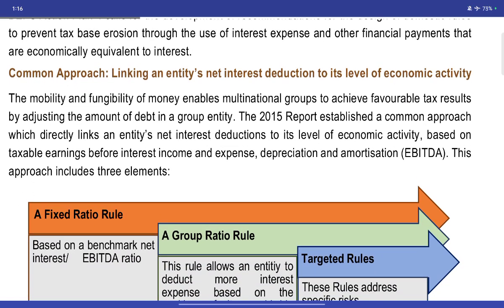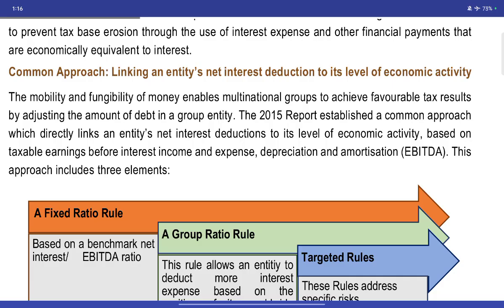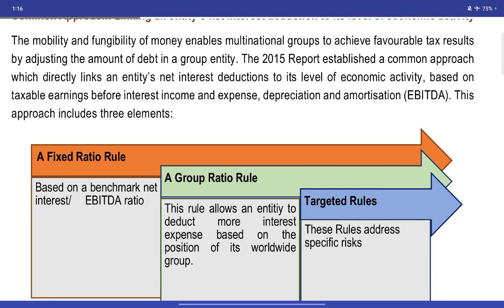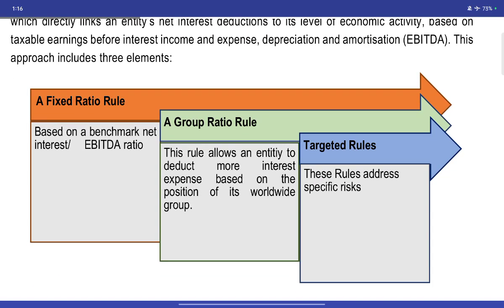The mobility and fungibility of money enables multinational groups to achieve favorable tax results by adjusting the amount of debt in a group entity. The 2015 report established a common approach which directly links an entity's net interest deductions to the level of economic activity based on taxable earnings before interest, tax, depreciation and amortization (EBITDA). This approach includes three elements: a fixed ratio rule, based on a benchmark net interest to earnings before interest, tax, depreciation and amortization ratio. Group ratio rule: the rule allows an entity to deduct more interest expense based on the position of the worldwide group. Targeted rules: these rules address specific risks.